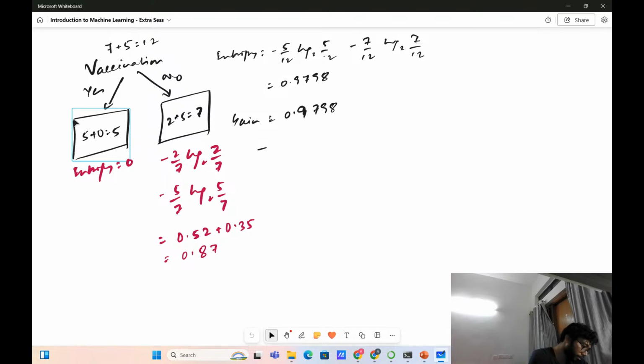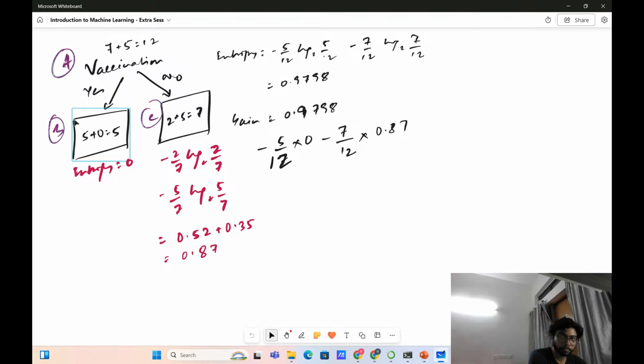Again, let me call these A, B, C. The weight of B node is basically 5 by 7, but entropy is 0. Sorry, 5 by 7 plus 5, that's 12, right? And the weight of the C node is 7 by 12 times the entropy of C node, which is 0.87, right? So again, let me calculate this thing.